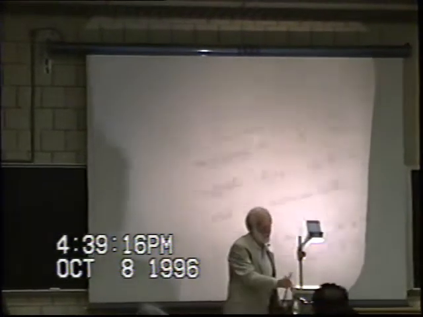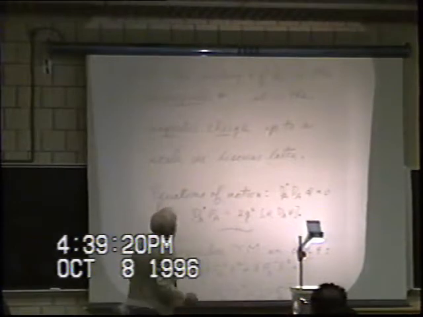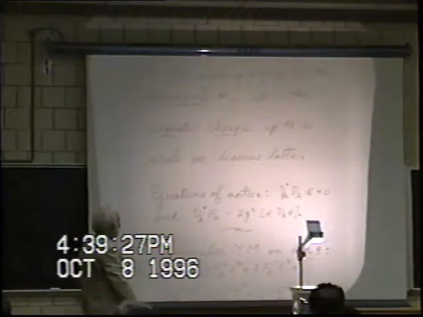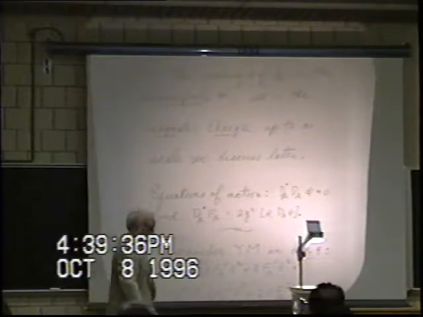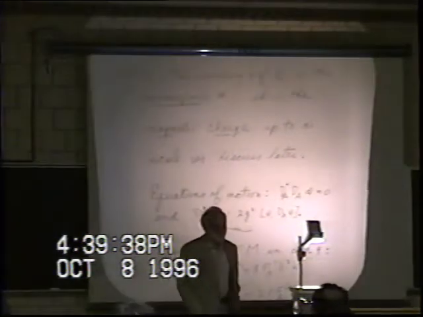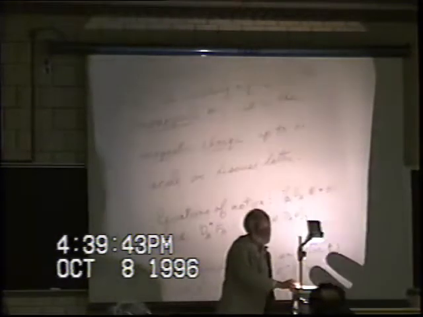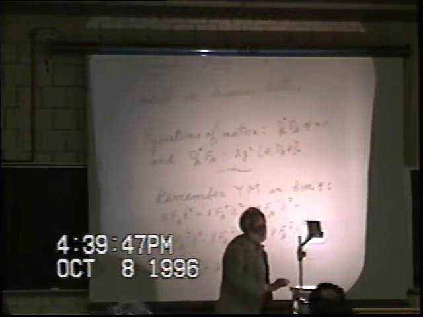So we conclude that the winding number of phi infinity, what's called the monopole number, is a magnetic charge up to a scale that we'll discuss later. I'm starting this lecture with things that you know, but just said perhaps in a slightly different way. Now I want to consider the equations of motion.